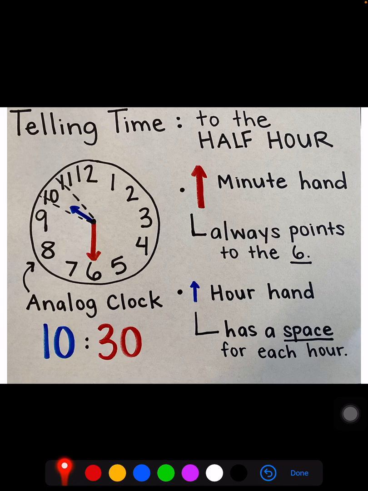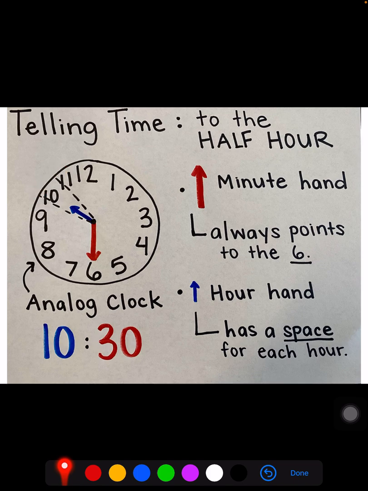Now, our hour hand is the shorter one, and we learned that when we're telling time to the half hour, our hour hand is not going to be pointing directly to a number because we're not starting at the beginning. We're halfway in between this hour and the next one. So our hour hand will be pointing directly in between two numbers. This clock is pointing directly in between 10 and 11.